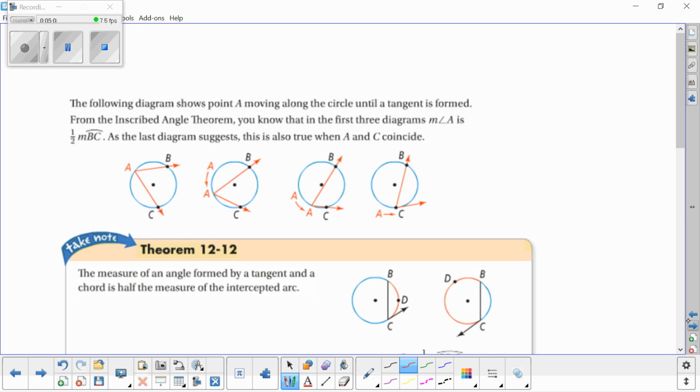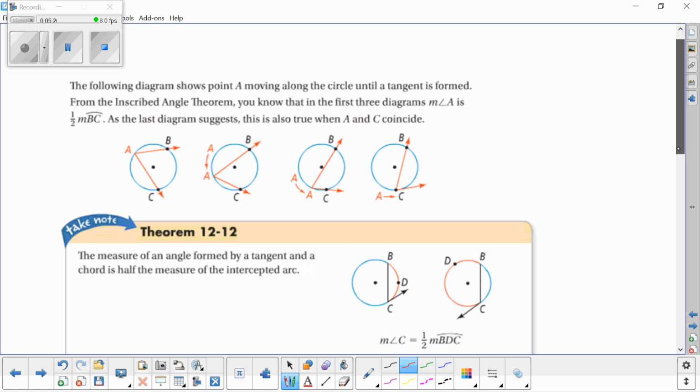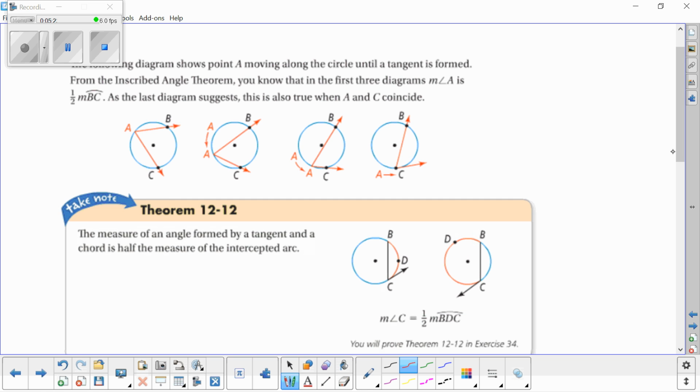All right. So we're going to talk about one more thing here and follow this diagram. If you move the angle around, remember that the angle is staying the same size. And in fact, we can move it all the way to the tangent and it'll remain the same size. So the angle formed by a tangent and a chord is half of the measure of the intercepted arc. So whatever this arc is, that angle would be half of that.